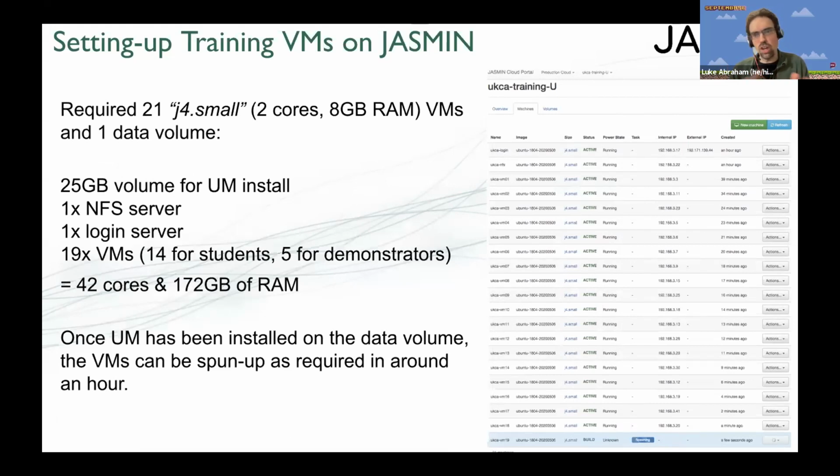And then for the training that we ran, I used 19 VMs. We had 14 students and 5 demonstrators. Each demonstrator had a VM as well that they could practice on in case a student said, I've got this job that doesn't work, and the demonstrator wanted to take a copy of it. So all in all, it was 42 cores, 172 gigs of RAM, sorry.